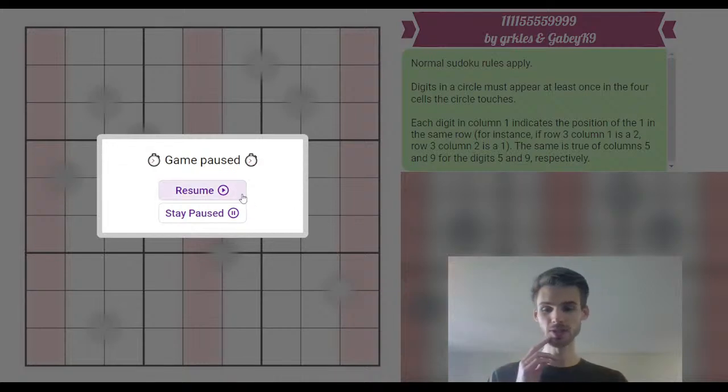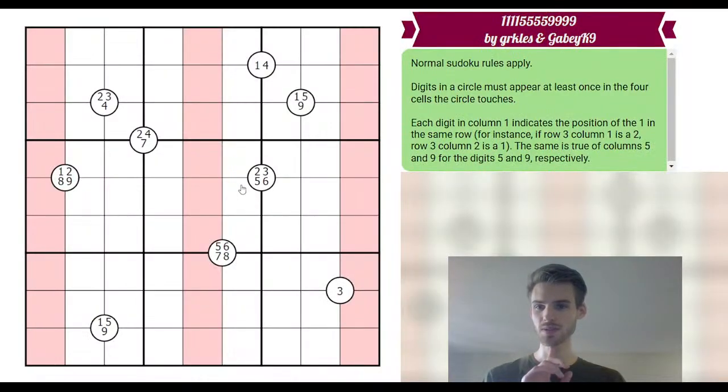All right, well, let's just get started because it's as good a time as any. All right. So, I haven't looked at this at all before.